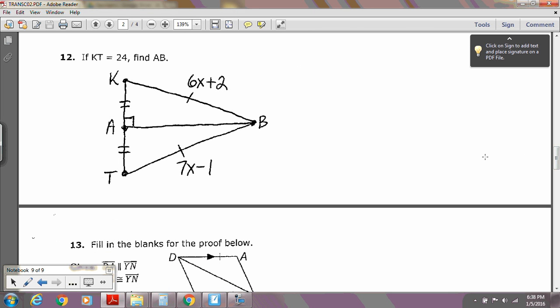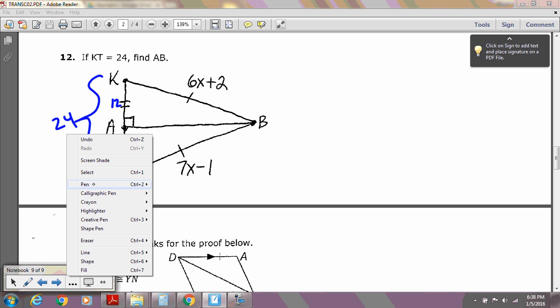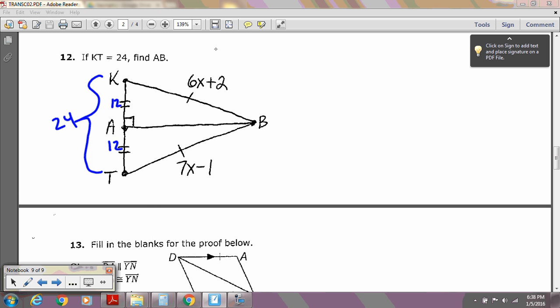And number 12, there's a lot going on in number 12. First, it tells us that KT, which is this entire side over here, is equal to 24. And then it tells us that AB cuts KT in half. So that means this piece is 12 and this piece is 12. How do I know it cuts it in half? Because of the little tally marks. That means they're congruent. You also know that this is an isosceles triangle because these two sides are congruent.